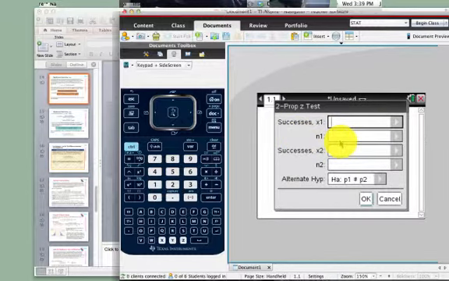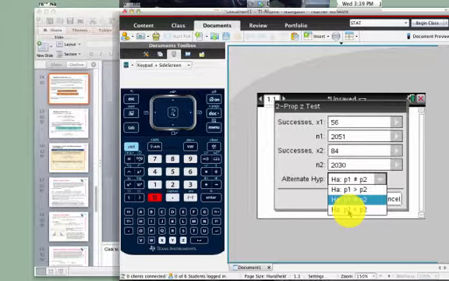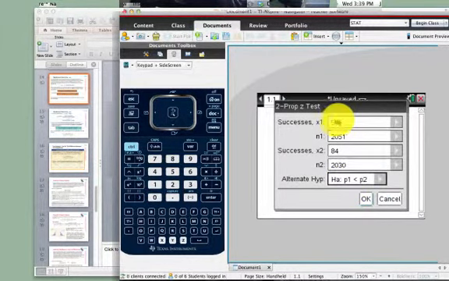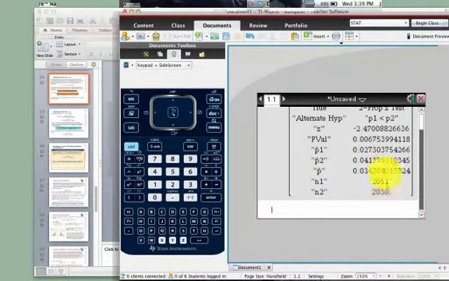And we type in our x1, n1, x2, n2. So we have 56 out of 2051, number of successes, that is heart attacks. It's hard to call a heart attack a success, but there were 84 heart attacks in the second group out of 2030. And our alternative hypothesis was that P1 is less than P2. That is, there's a smaller proportion of those who took the drug that had a heart attack compared to those who didn't take the drug. I hit OK, and we have all our data.